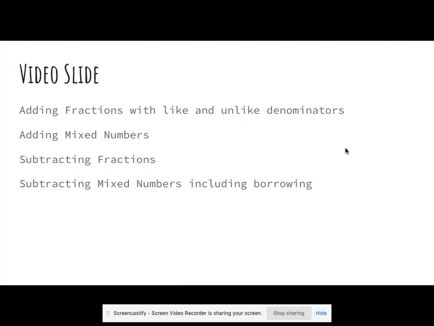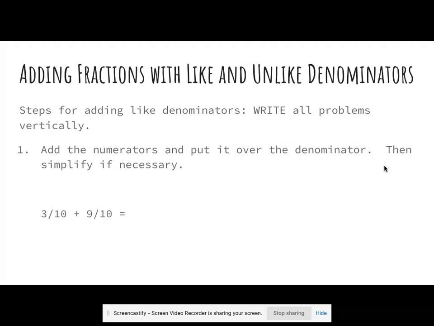So here's your video slide where all of your videos will be attached. Adding fractions with like and unlike denominators. So steps for adding like denominators. Write all problems vertically. That's the first thing you should do. So you should do 3 over 10 plus 9 over 10. Add the numerators and put it over the denominator, then simplify if necessary.